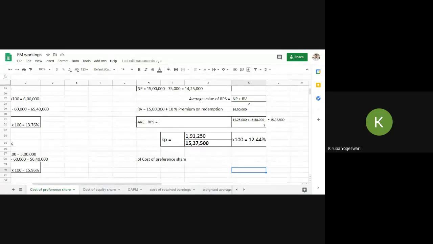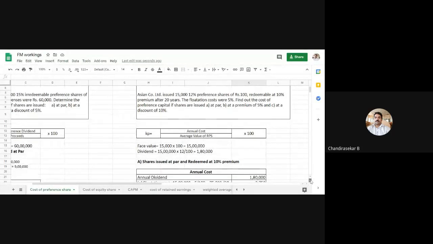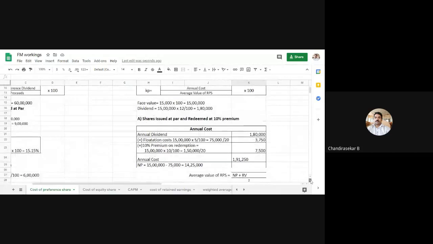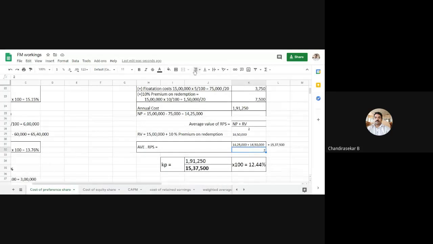So 10% of which value, sir? Of the face value, that 15 lakhs. 10% of face value plus 15 lakhs gives us 16 lakh 50,000. For every 100 rupees, the company agreed to pay a 10% premium at the time of redemption. The total face value is 15 lakhs, and on 15 lakhs the company agreed to give 10% premium at the time of redemption after 20 years.